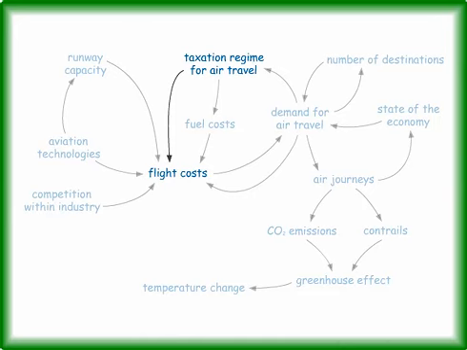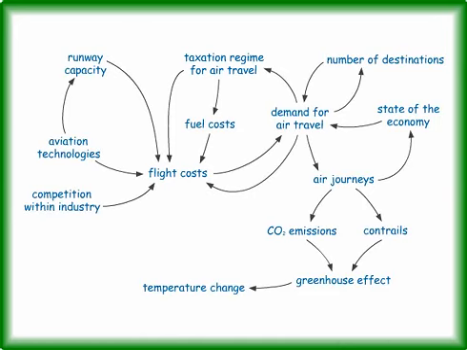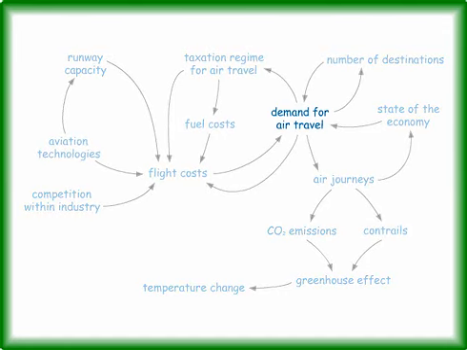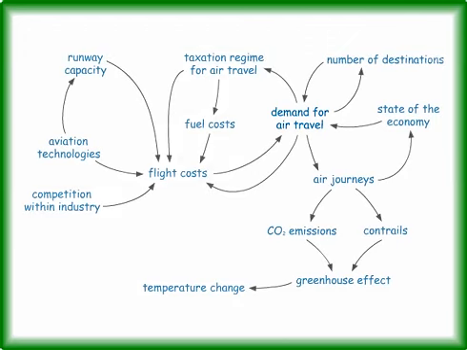Note that a common mistake is to try to include words such as increase or decrease in the name of a component. I've tried to name each variable in a neutral way. For example, simply demand for air travel and not increasing demand. This is because multiple cause diagrams can be used as the basis of quantitative mathematical models, and using words such as increase or decrease within a factor makes this more difficult.